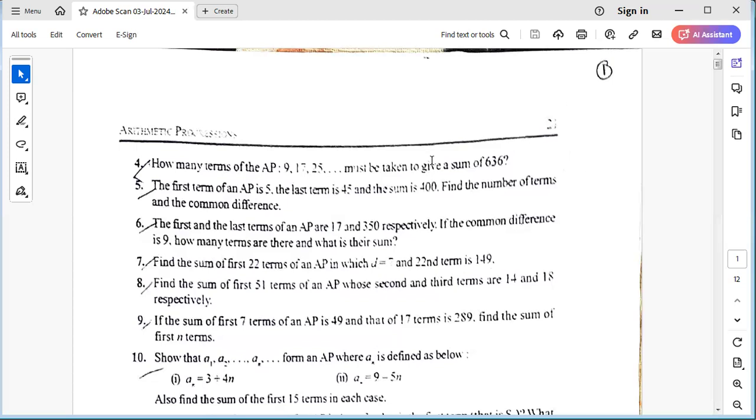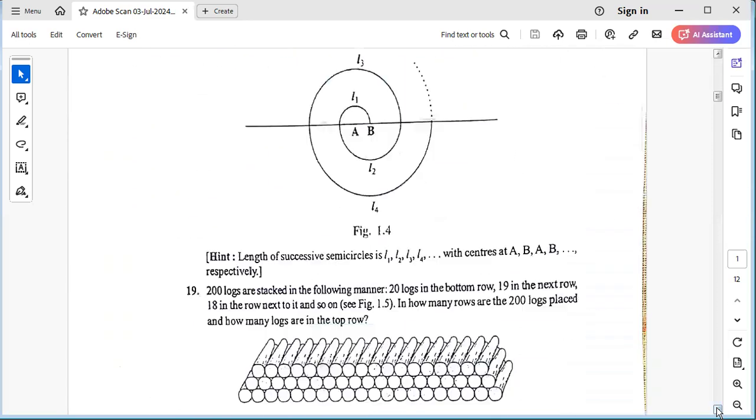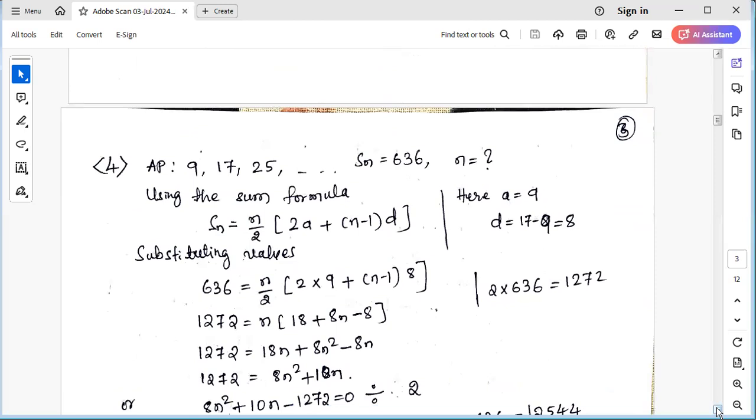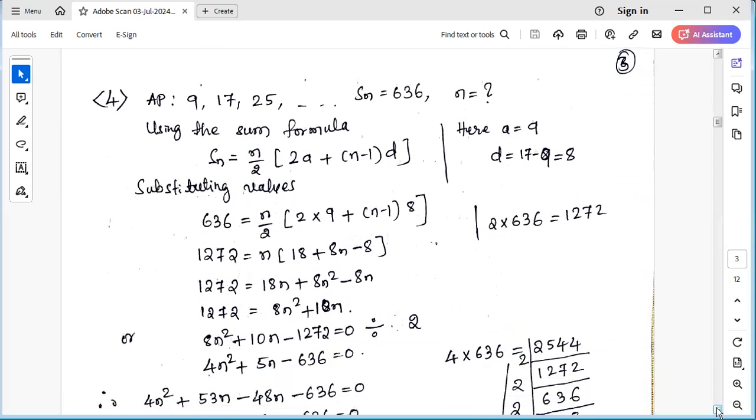So the fourth problem of this exercise 1.3 is: how many terms of the AP 9, 17, 25, and so on must be taken to give a sum of 636? So this is the problem. We'll see what is the solution of this. So this is the solution.